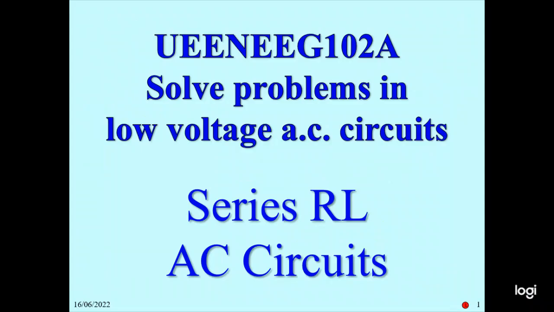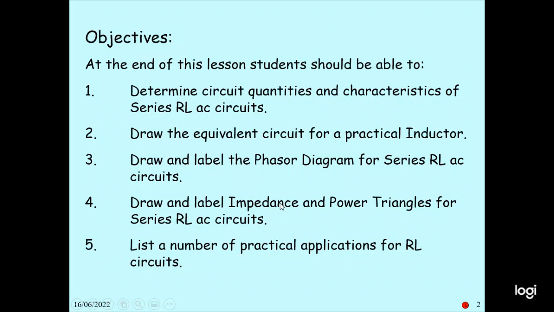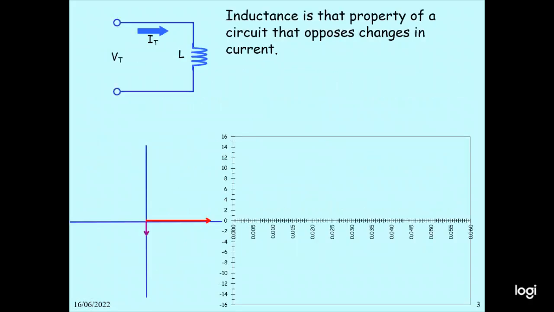So we saw the problem in the low voltage AC circuit. So when we're talking about the CDRL AC circuit, at the end of this session, the student should be able to determine the circuit quantities and the characteristics of the CDRL AC circuits, draw the equivalent circuit for the practical inductor, draw and label the phasor diagram for the RL AC circuit, draw and label the impedance and the power triangle for the RL AC circuit, list the number of practical applications for RL circuit. So firstly, we're talking about the inductance, a property of a circuit that opposes change in current.